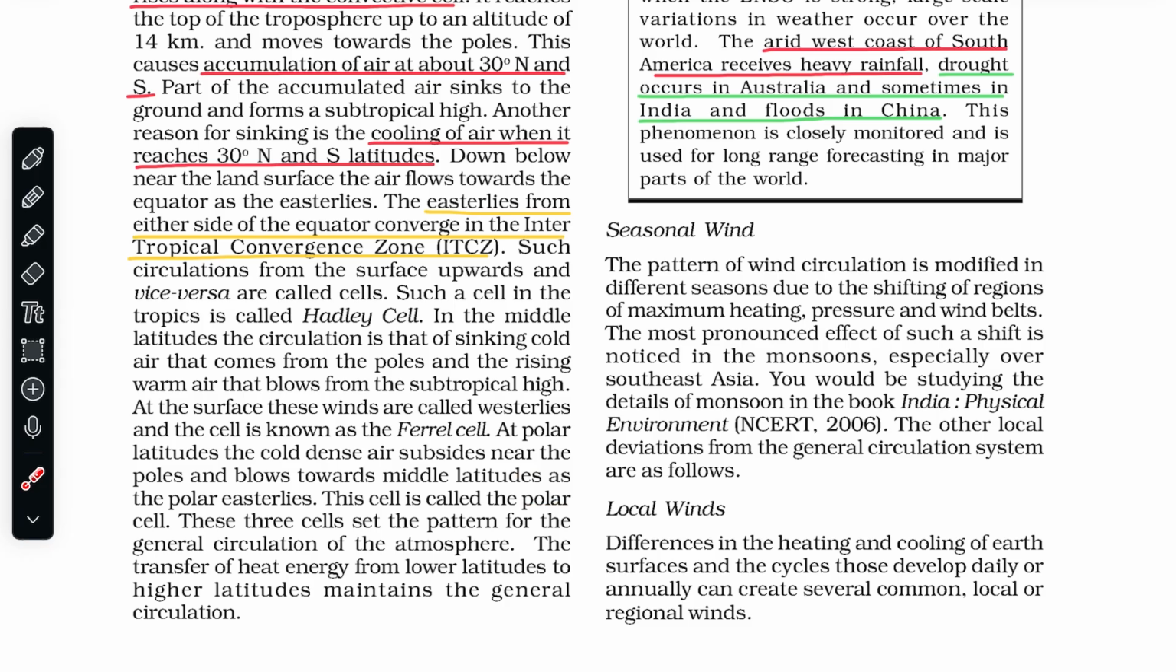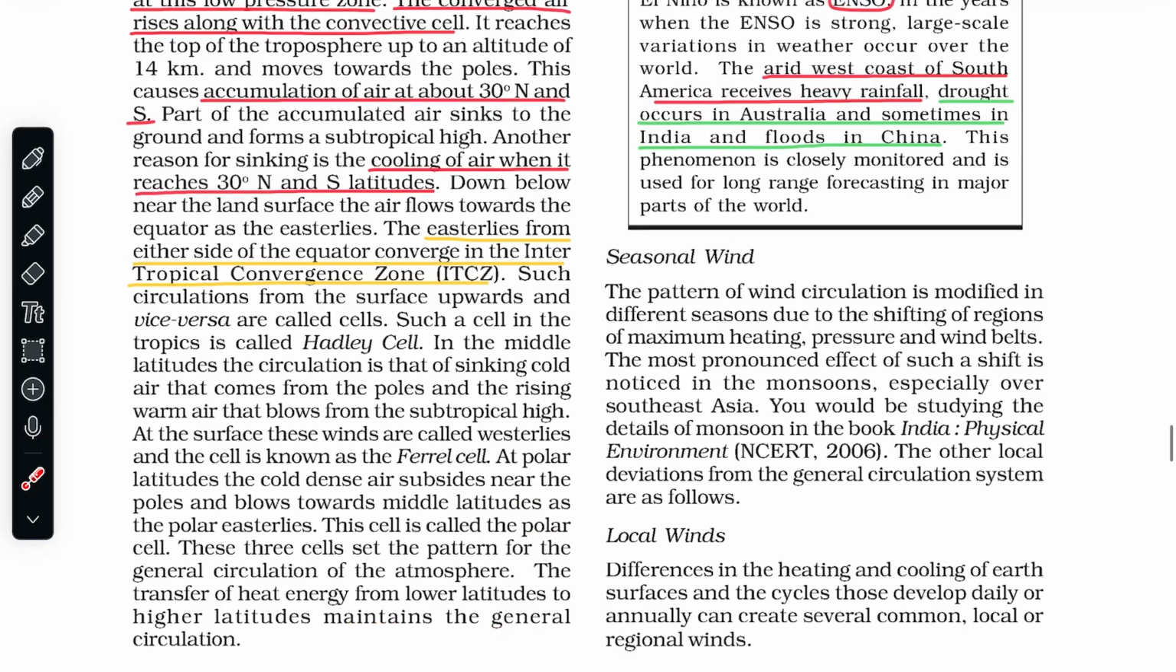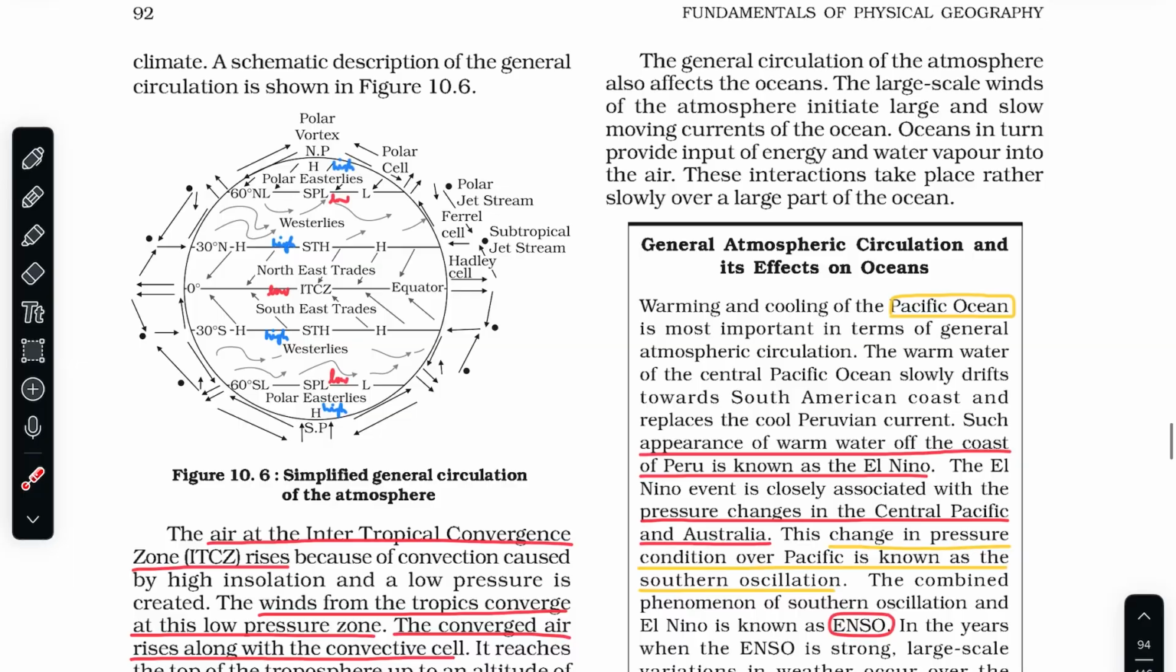These three cells set the pattern for the general circulation of the atmosphere. The transfer of heat energy from lower latitudes to the higher latitudes maintains the general circulation. The general circulation of the atmosphere also affects the oceans. The large-scale winds of the atmosphere initiate large and slow moving currents of the ocean. The ocean in turn provides input of energy and water vapor into the air. These interactions take place rather slowly over a large part of the ocean.